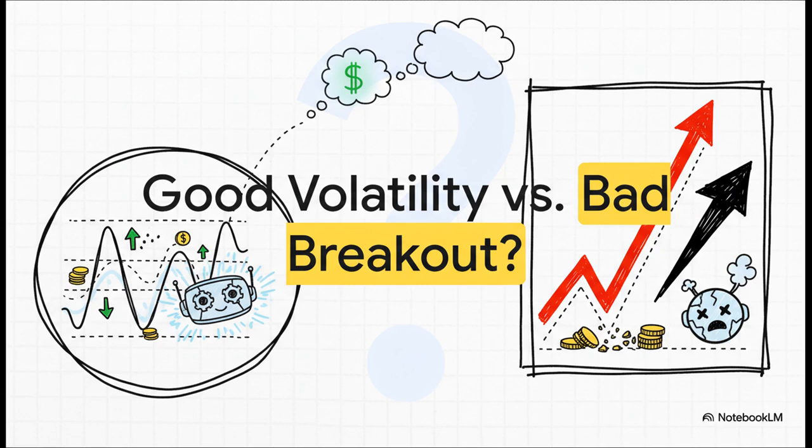How in the world do you tell the difference between that good, choppy, profitable volatility that your bot just loves and that bad, account-wrecking breakout that just picks a direction and never looks back? Getting this wrong is the number one way grid bots get destroyed.